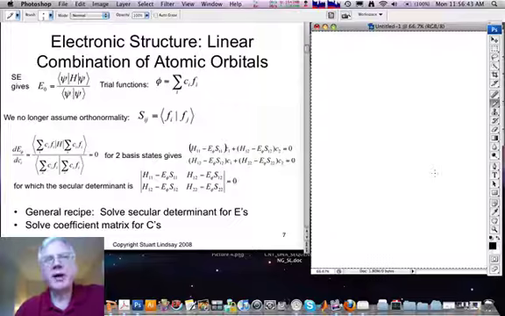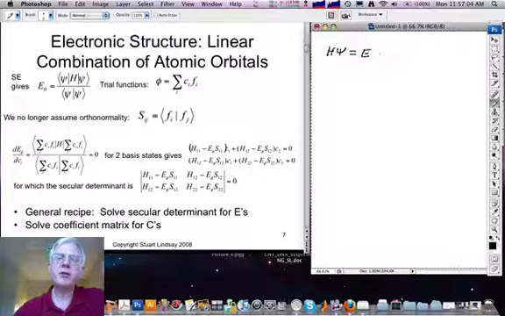So now we're going to find the correct orbitals for a molecule starting from a linear combination of the atomic orbitals. To do this, note that if we actually had the correct wave function, the Schrödinger equation tells us that the Hamiltonian operating on the wave function returns the correct ground state energy times the wave function.